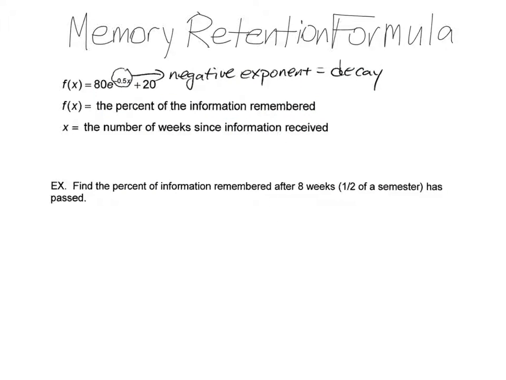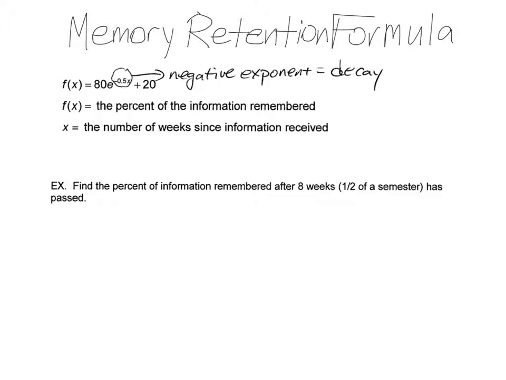This is a memory retention formula. And so this tells us if we learn something and then we don't look at it anymore, we can plug in how many weeks it's been since we've learned it, and this formula tells us how much is still left in our brain, how much we still remember. And of course, this would just be for an average person. There are people who are better and worse at remembering things. But this is an interesting formula.